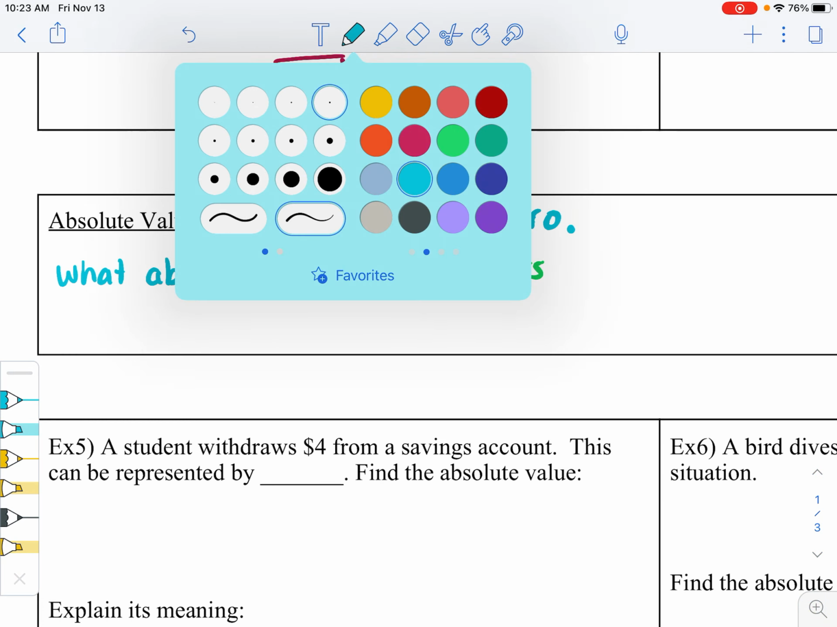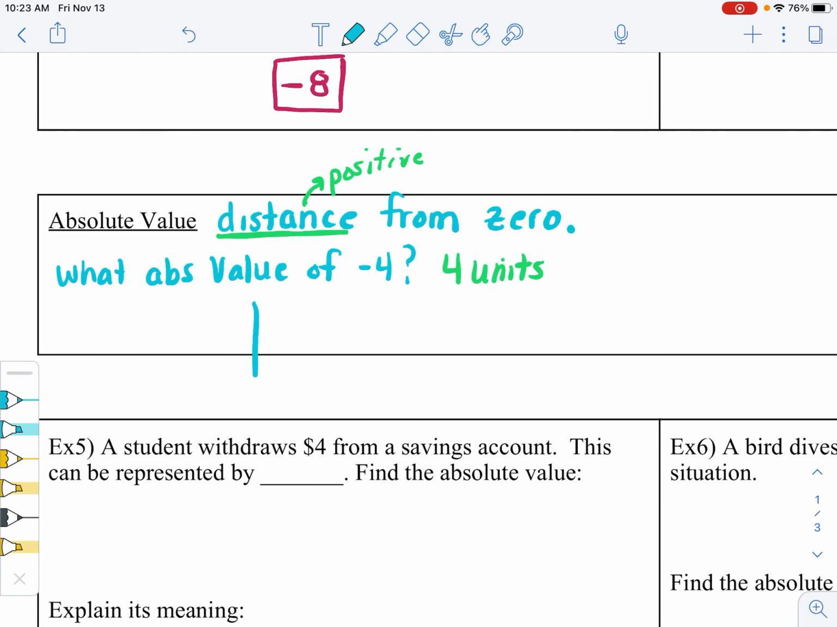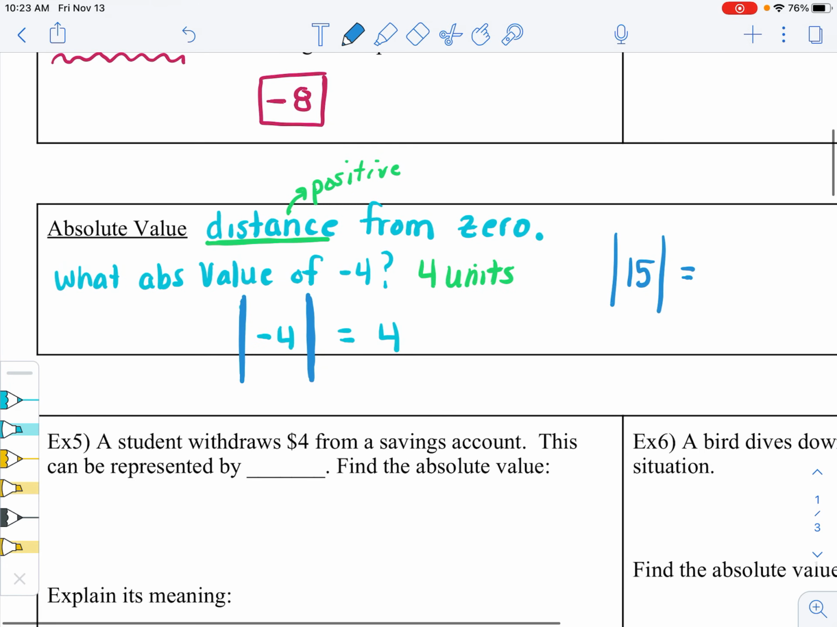And we have these symbols for absolute value that we use. The absolute value of -4 is 4. That's the question we just did. So we're saying how far is -4 from 0? And these lines, they're not really brackets, but these lines are the absolute value bars, and they indicate absolute value. What is the absolute value of 15? How far is 15 from 0? And 15 is 15 units from 0. So the answer for absolute value is always positive. Okay?